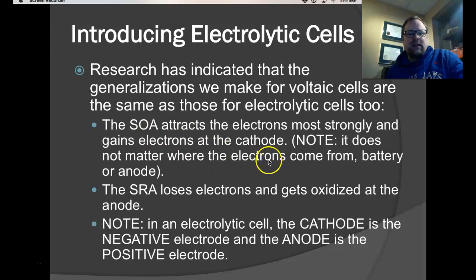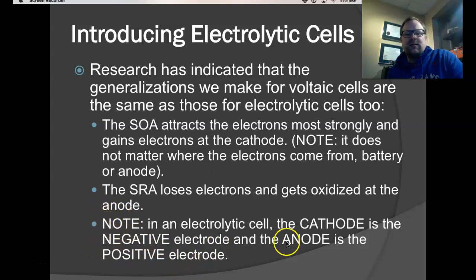Note, though, that in these cells, it doesn't matter where the electrons come from. It would come from a battery in an electrolytic cell, or it'd come from the anode in the voltaic cell. Electrons still flow from anode to cathode. And then, like I said just a moment ago, the strongest reducing agent still loses electrons and gets oxidized at the anode. However, here's another little difference, and I've got a summary table I'll show you at the end with all of these differences and similarities.